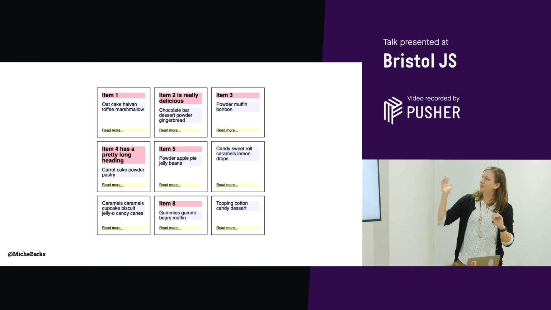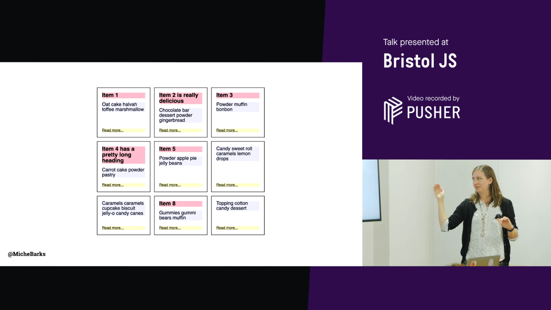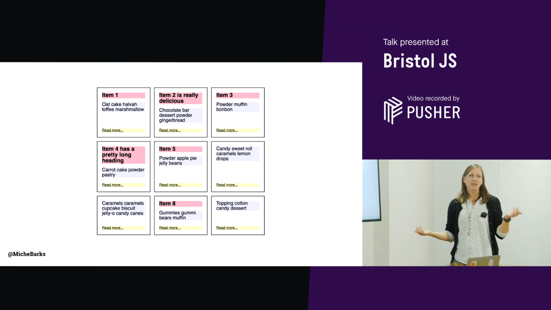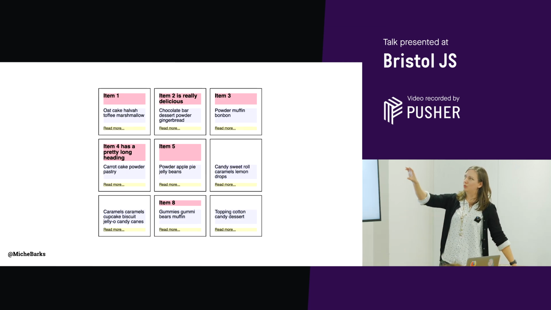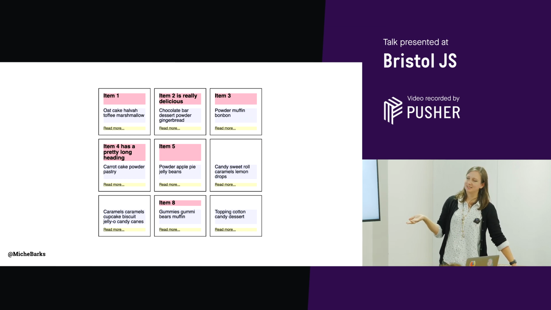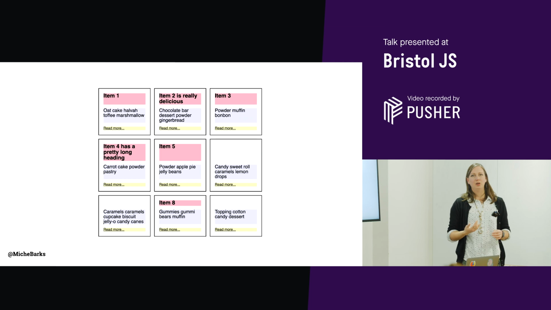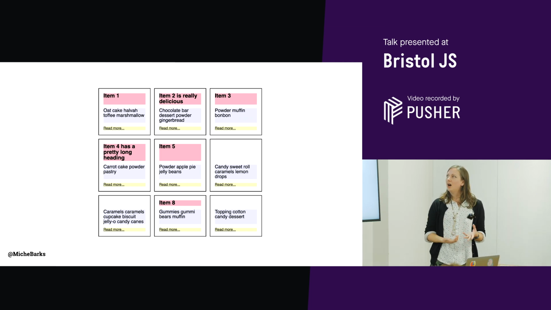But what if these cards have another child element? So they have a heading, they have a paragraph of text, and they have the link there. Well, what might be a little bit nicer is if all the headings lined up with each other, and all the paragraphs of text line up with each other, and all the links line up with each other too. So something like this. But there's currently no way to do that using Grid and Flexbox as they are.